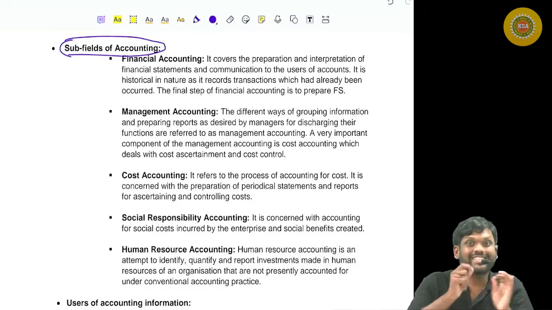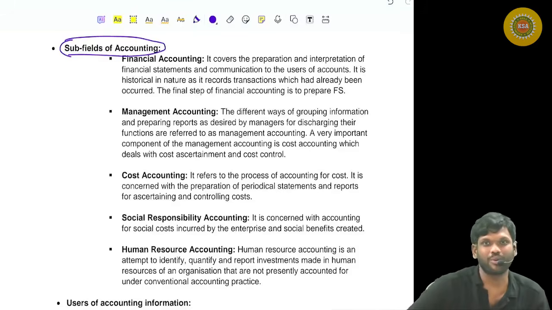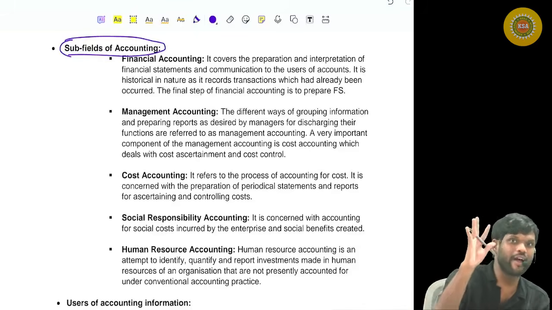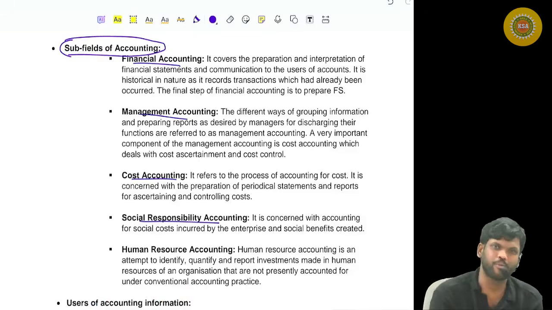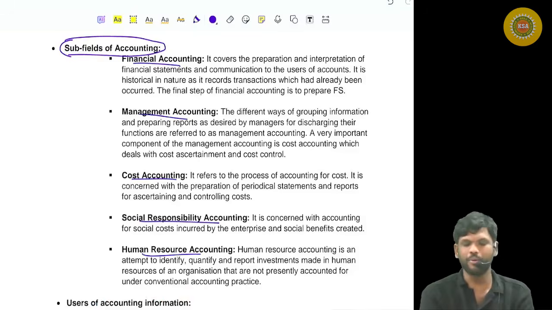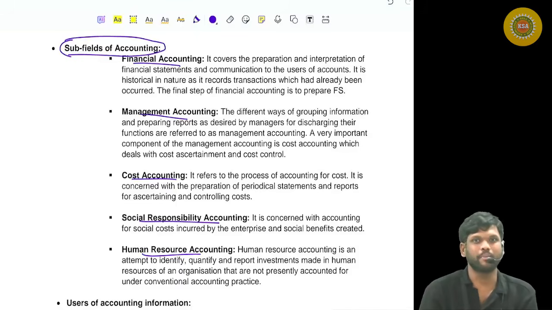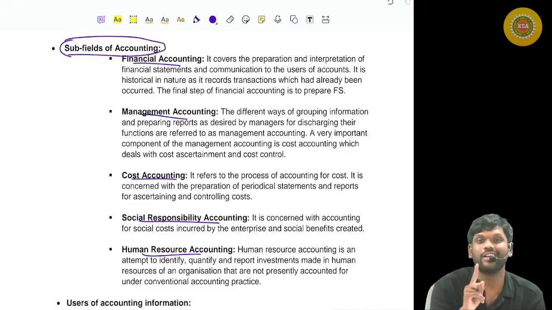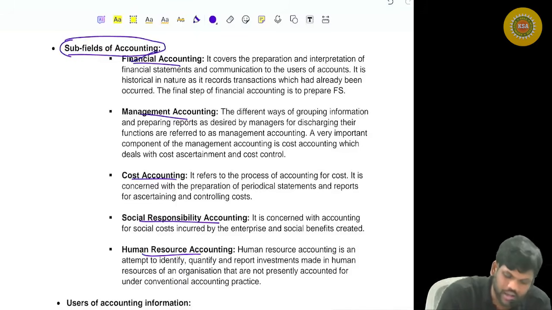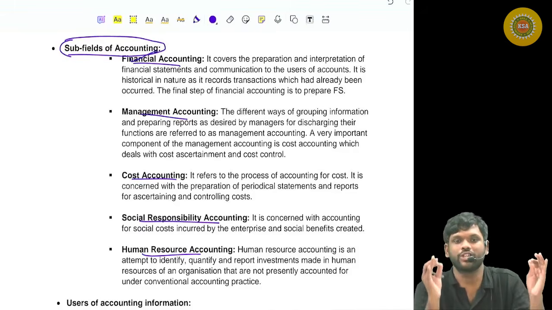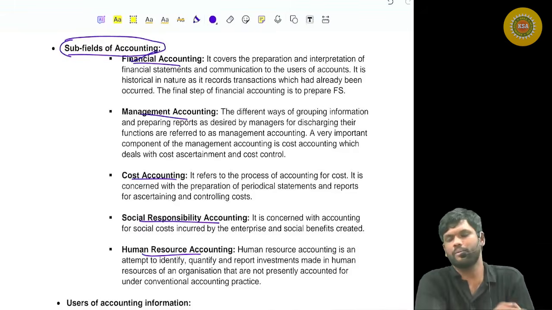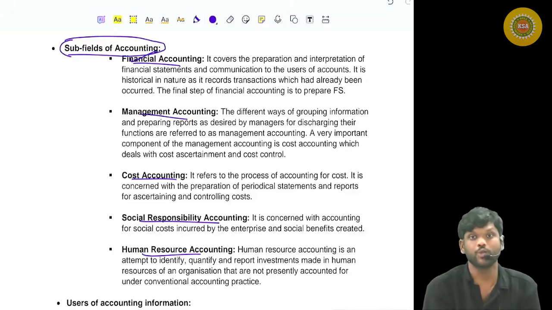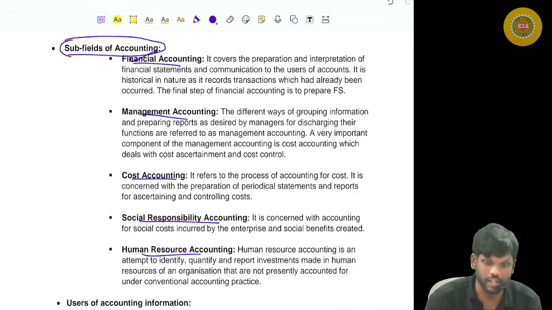Now, subfields of accounting. Types of accounting, we would have learned this in class. There are 5 types of accounting: financial accounting, management accounting, cost accounting, social responsibility accounting, and human resource accounting. Very, very simple. What you are learning in CA Foundation is financial accounting, which is concerned with preparation and interpretation of financial statements, mainly with the objective to analyze the financial performance and financial position. So what you are learning is financial accounting.